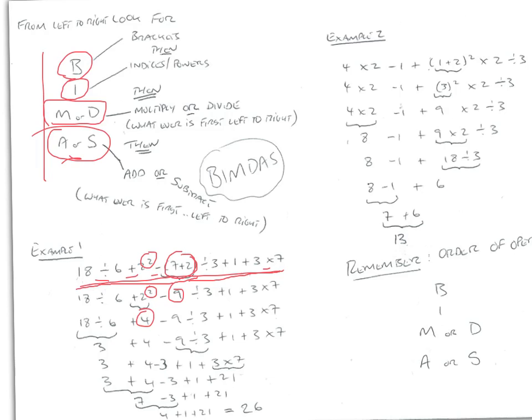Then we look for any multiplication or division signs. Here's 18 divided by 6, that becomes 3. Here we have 9 divided by 3, that becomes 3. Before we go on to fix 3 times 7, which becomes 21.